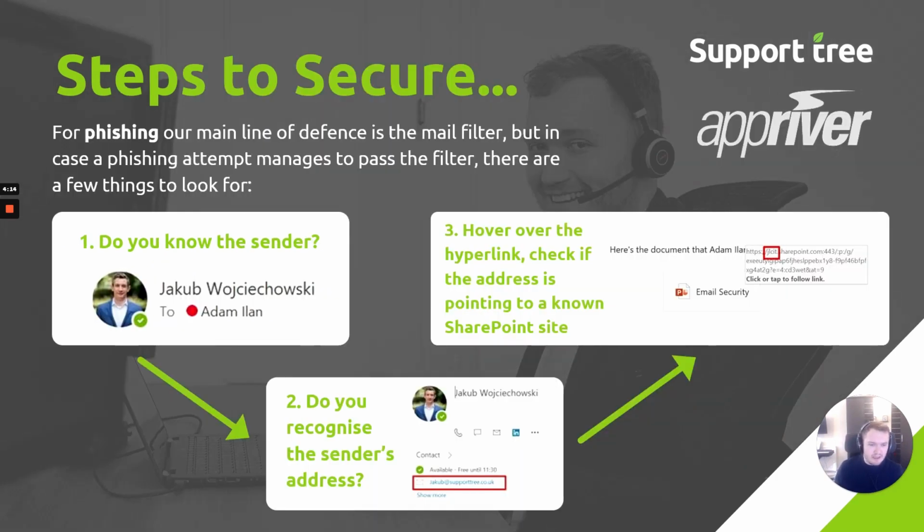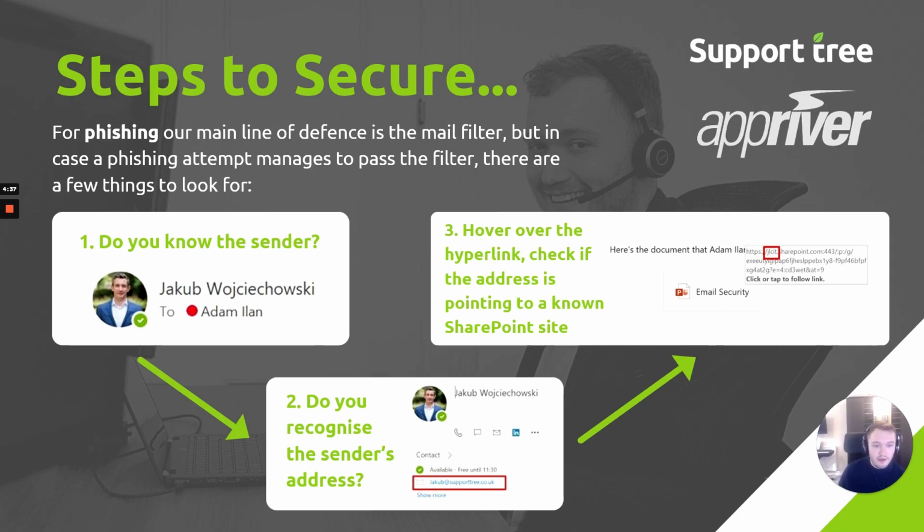So what steps can we take to secure ourselves from this threat? So for phishing, we can use a filter like AppRiver with their impersonation protection. It will detect if the email address has come from outside and if it's a spoofed email address, and it will block the email.